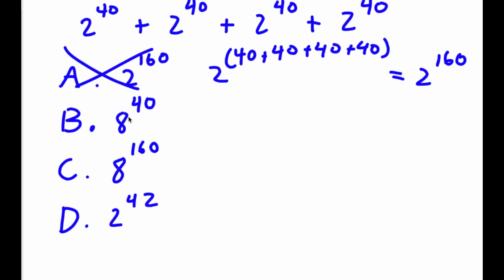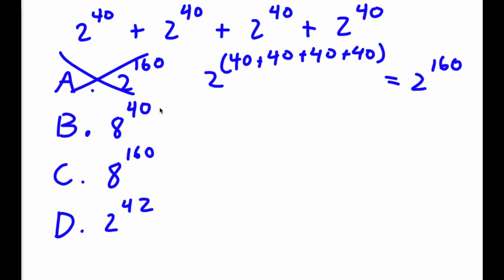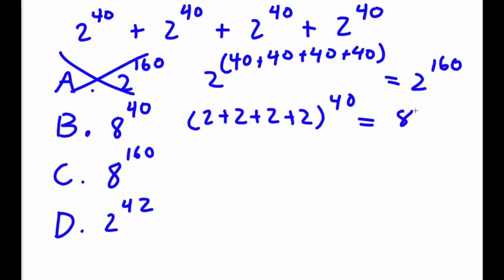So our next answer choice is B, which is 8 to the power of 40. And how they got this was this time, instead of keeping the base the same, they kept the exponent the same and they added the bases. So they did 2 plus 2 plus 2 plus 2 to the power of 40. 2 plus 2 is 4, 4 plus 2 is 6, and 6 plus 2 is 8, so they got 8 to the power of 40. And this again is wrong. You can't add exponents like that.